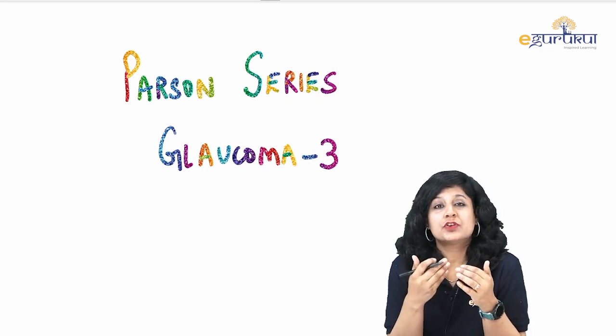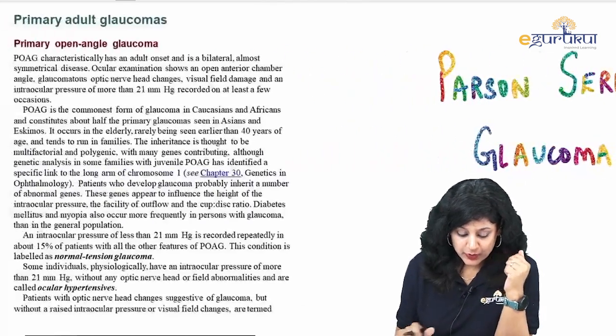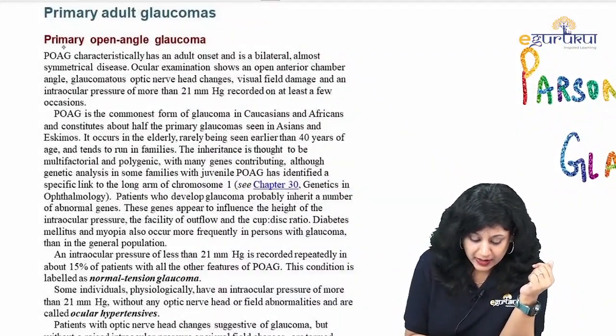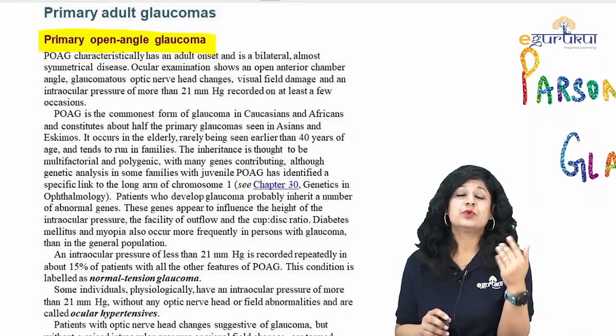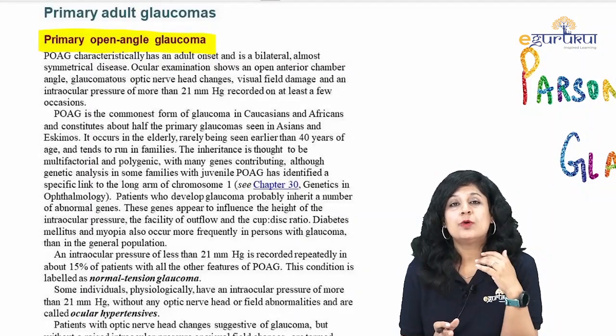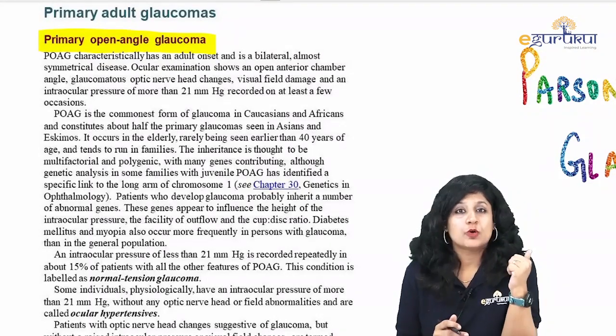We had seen the general concepts of glaucoma. Now today we are going to start with primary open angle glaucoma, and I think this is the most important glaucoma because it is the most common clinically. When you are seeing patients of glaucoma, this is the most common type of glaucoma that you come across.